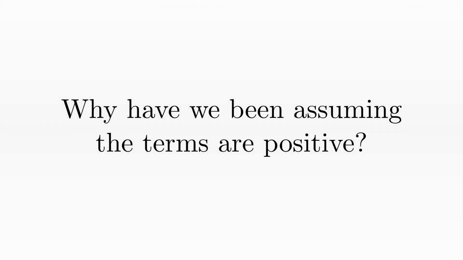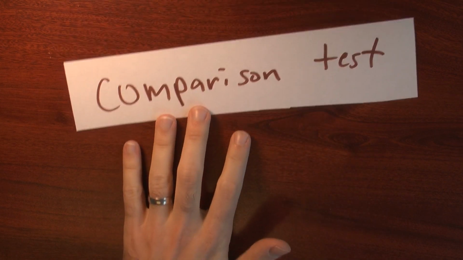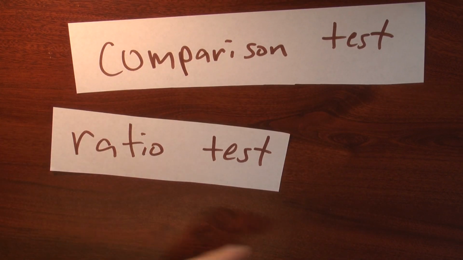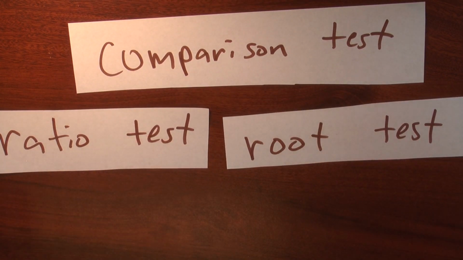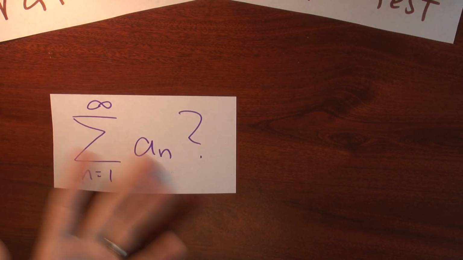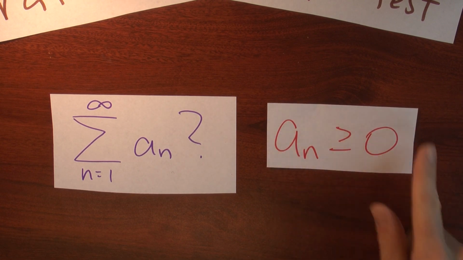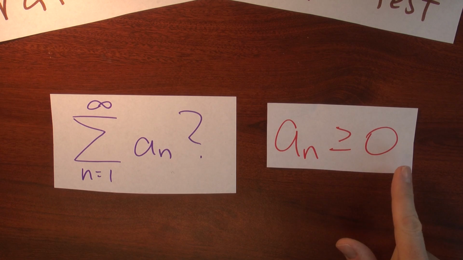Why positive? Most of our convergence tests thus far have been assuming that the terms in the series are positive, or at least non-negative. When we were thinking about the comparison test, the ratio test, even the root test, all of these convergence tests, we're trying to determine whether some series converges, but we're making this assumption that all of the terms are at least non-negative.